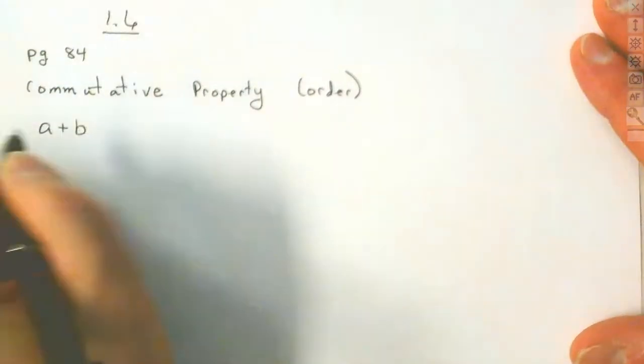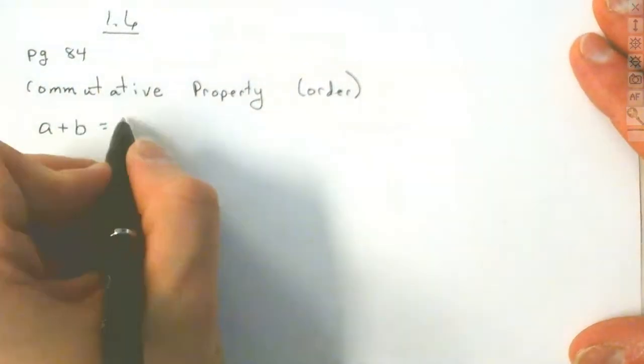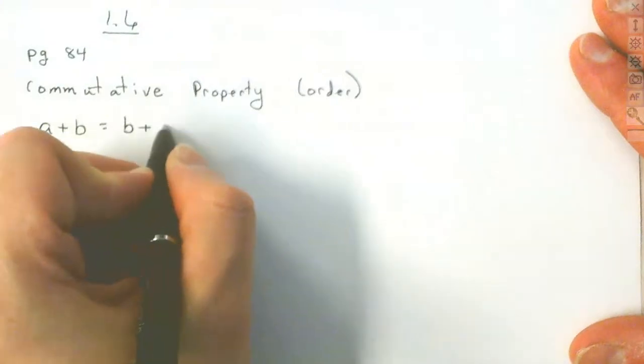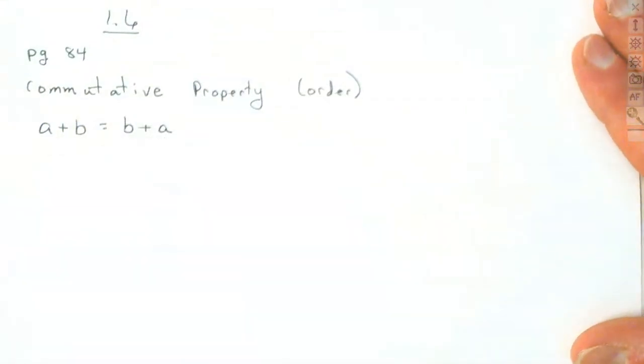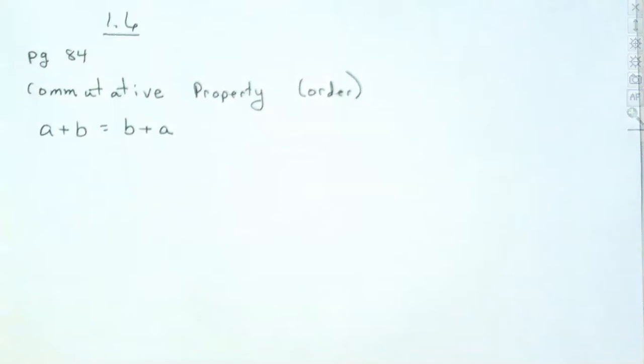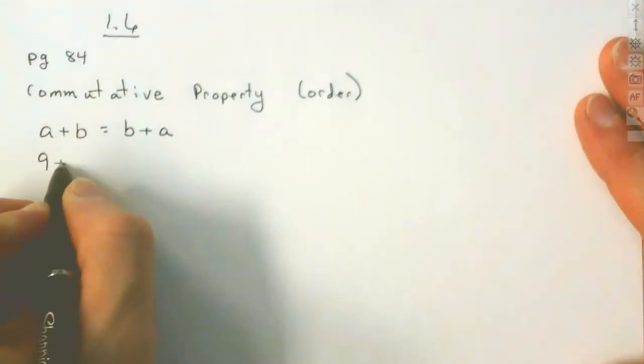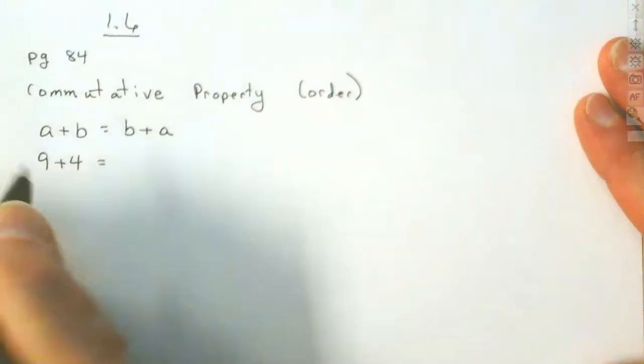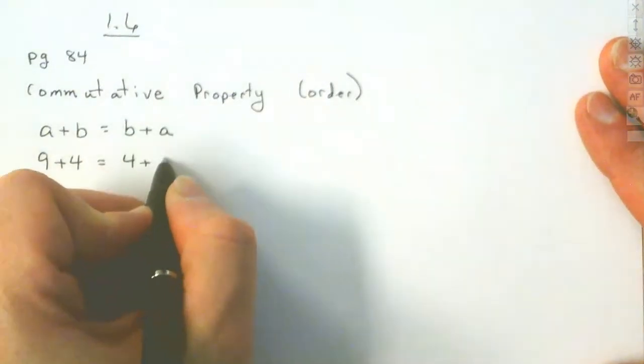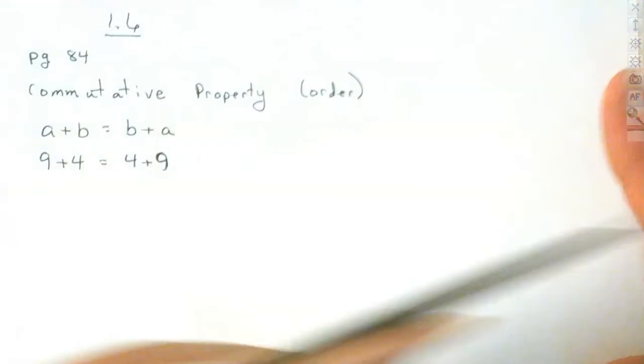A plus B is the same as B plus A. Now, what does that mean with numbers? Let's look at it in terms of numbers so you can see they're the same. 9 plus 4 is the same thing as 4 plus 9, right?